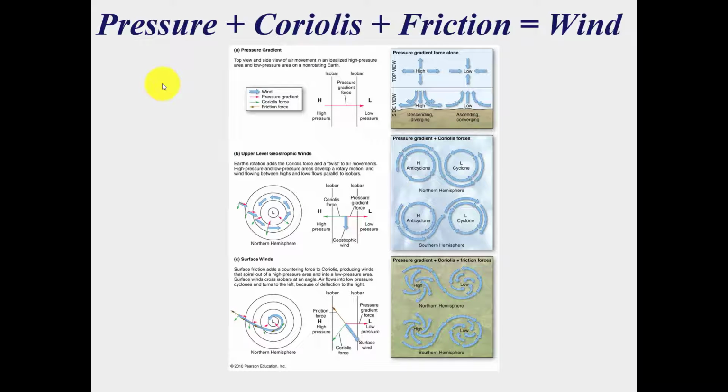When we think about winds, there are three primary factors that are described in your lab. We have pressure, which is shown here in this top diagram. We have the Coriolis effect, which is shown here in the second diagram combined with pressure. And then we have friction, which contributes to the overall pattern of surface winds.